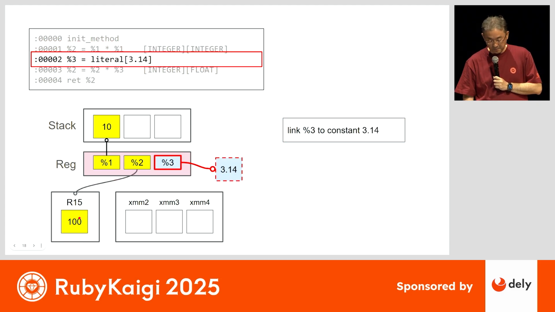Next, load the literal 3.14 to register 3. We know it is a float. Okay. So just change the state. No code is generated. Just link register 3 to 3.14.